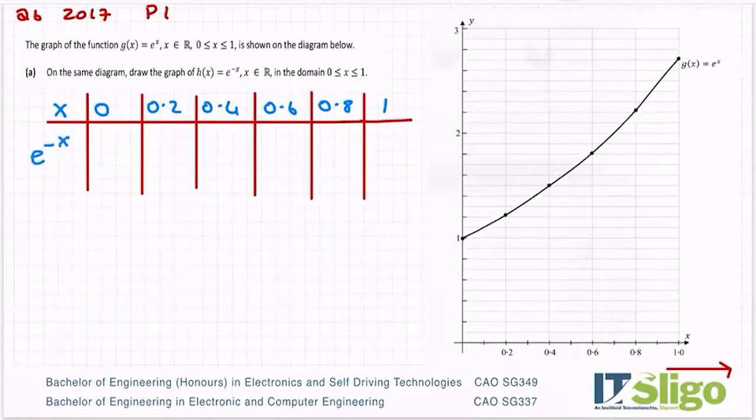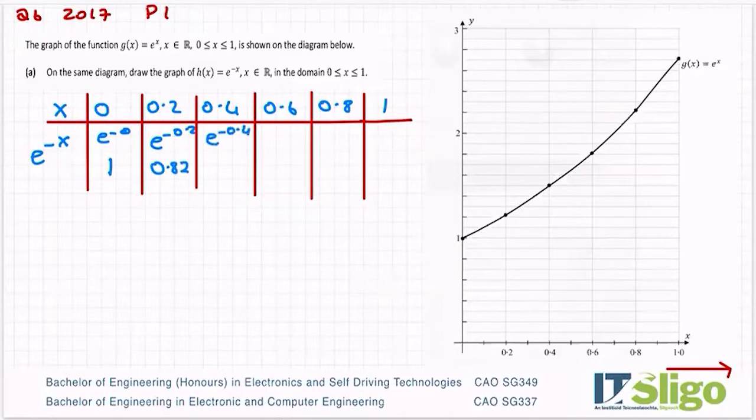So this first one would be e to the minus 0. Anything to the power of 0 is 1. This one would be e to the minus 0.2. If you hit shift behind the ln button over on the far right, you'll get e to the power where you can insert your own power. So that's the one I'm putting in. I'm getting 0.818 for that one. So let's round to 2 decimal places for the table. So 0.82.